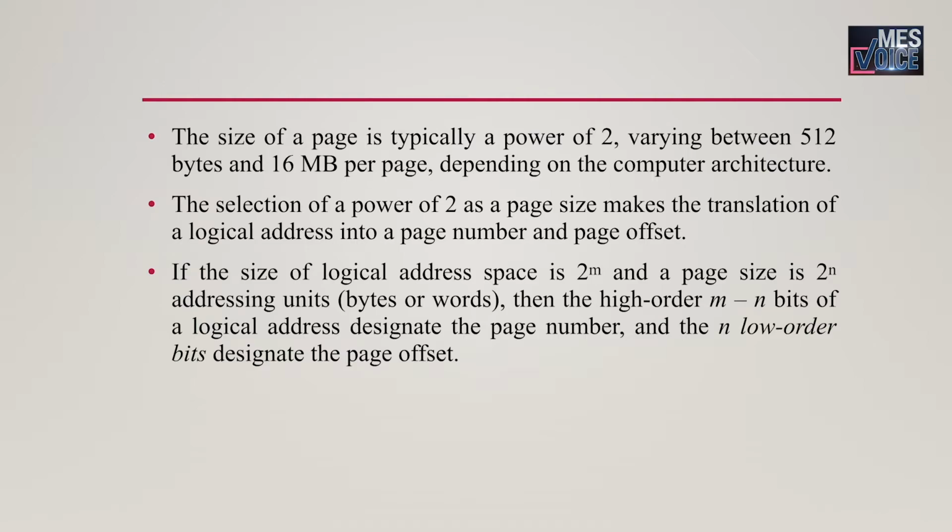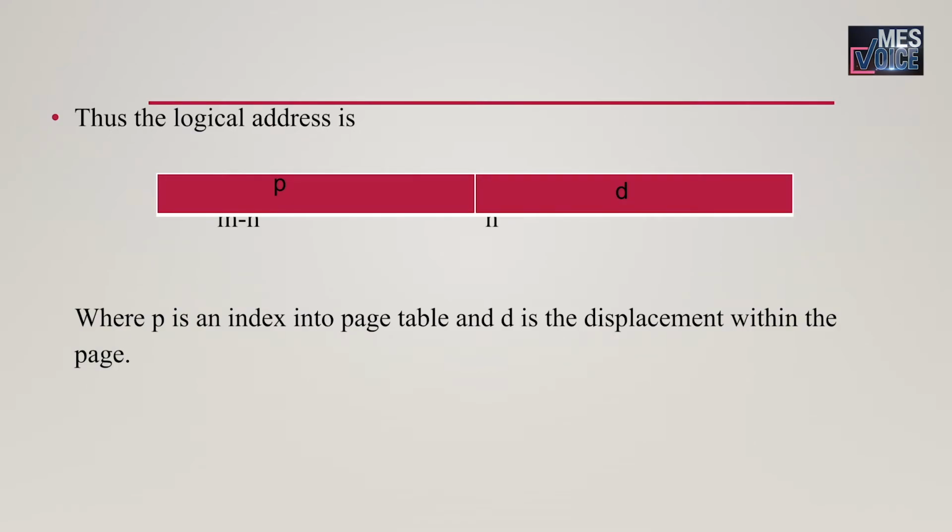The size of the logical address space is 2 raised to m, and a page size is 2 raised to n addressing units. Then the high order m-n bits of a logical address designate the page number, and the n low order bits designate the page offset. So, this is the structure of the logical address. Here we can see the 2 components. One is the page number, and the second one, marked as D, is the displacement. P is the index into the page table.